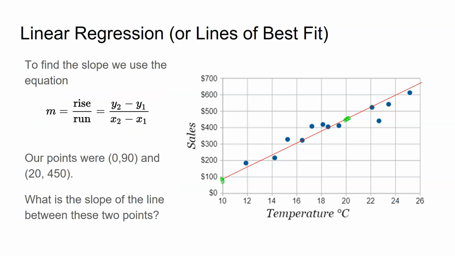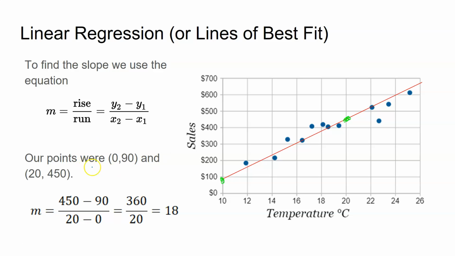To find the slope, we use the equation m is equal to the rise over the run, which is y2 minus y1 over x2 minus x1. Our points were 0, 90 and 20, 450. Remember, the 1s and the 2s just indicate our first point and our second point. So this is x1 and y1. This is x2 and y2. Can you take a minute now and calculate the slope of the line between these 2 points?